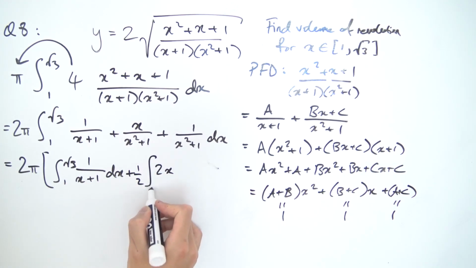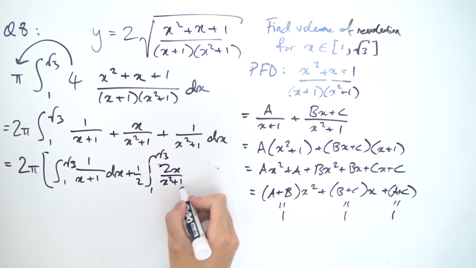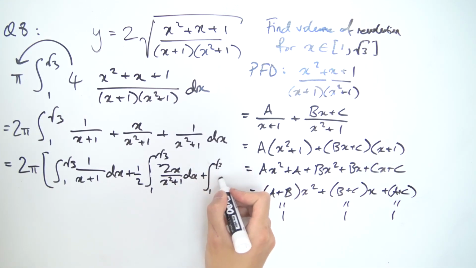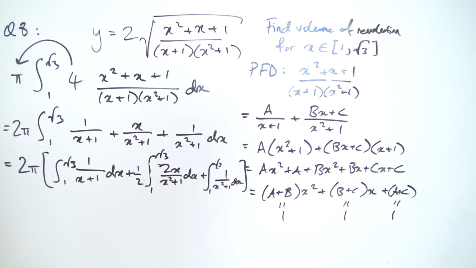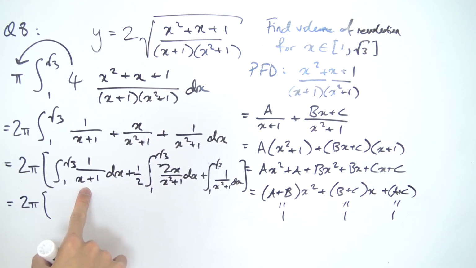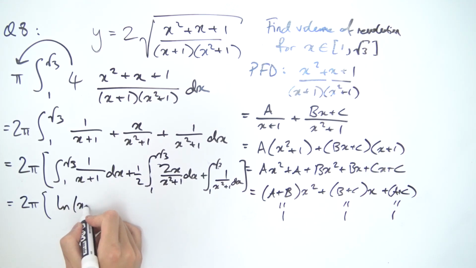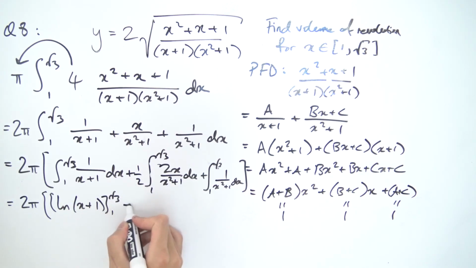So now we can integrate from 1 to root 3 of 2x over x squared plus 1 dx. And then we have plus the integral from 1 to root 3 of 1 over x squared plus 1 dx, like so. So evaluating these integrals are pretty easy, quite standard. So integral of 1 over x plus 1, that's a natural log of x plus 1 from 1 to root 3 plus 1/2.